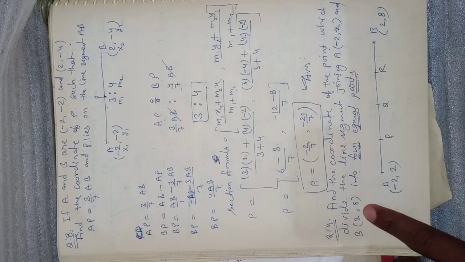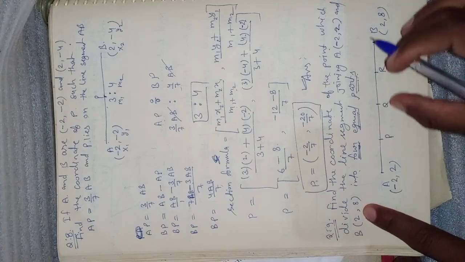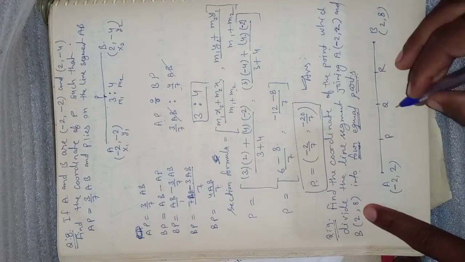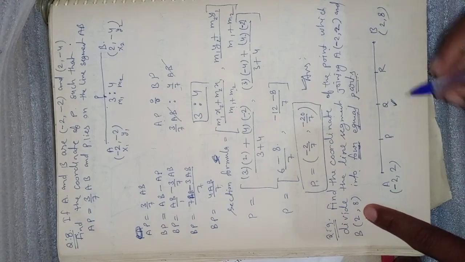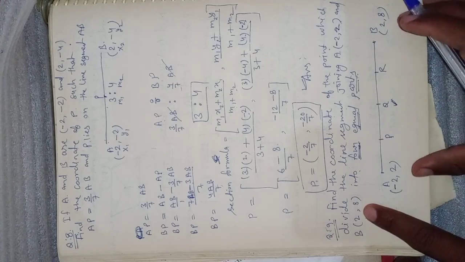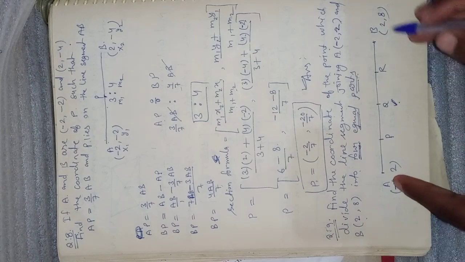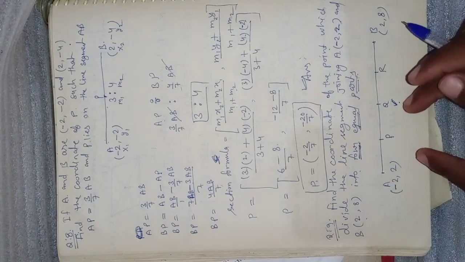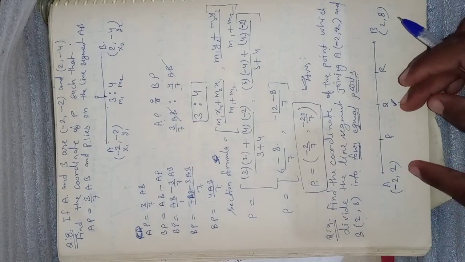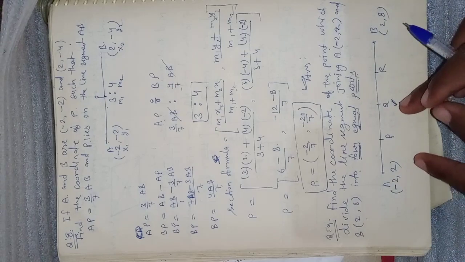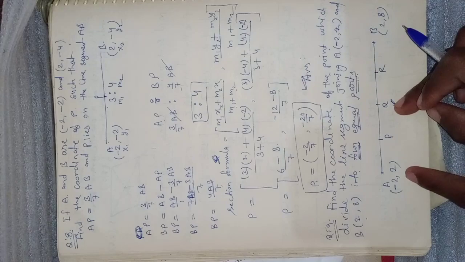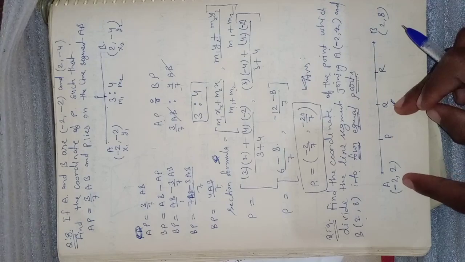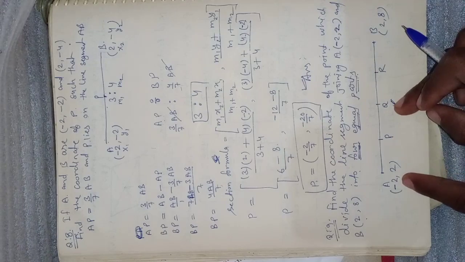Okay, first part, second, third, and fourth part. And we know that Q is the midpoint of AB. First find out using the midpoint formula. Use your midpoint formula and find out the coordinate of Q. Use the formula (x1 plus x2) upon 2, (y1 plus y2) upon 2.